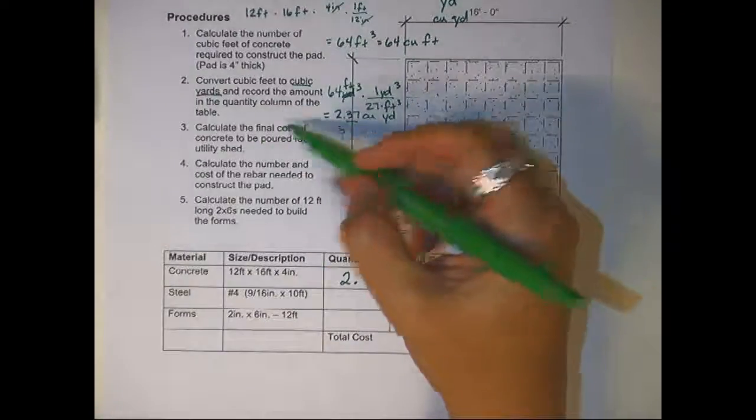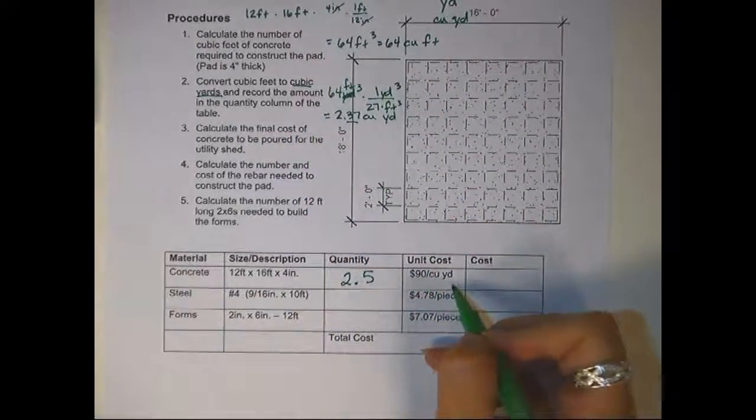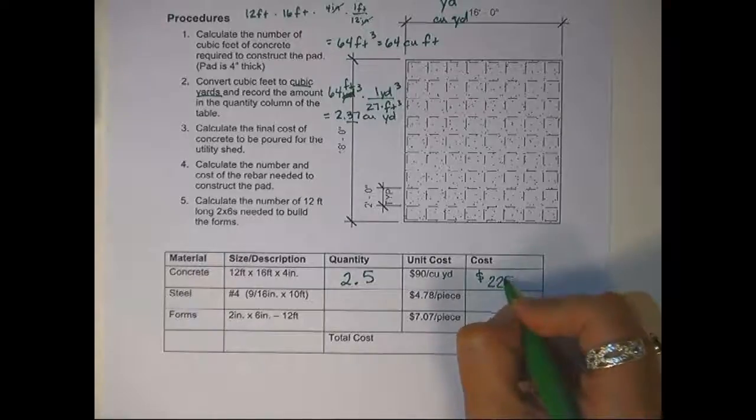Now calculate the final cost of the concrete poured. Well, if I have to order 2.5 yards times $90 per yard, multiply it on a calculator, you're going to get that the concrete is going to cost me $225.